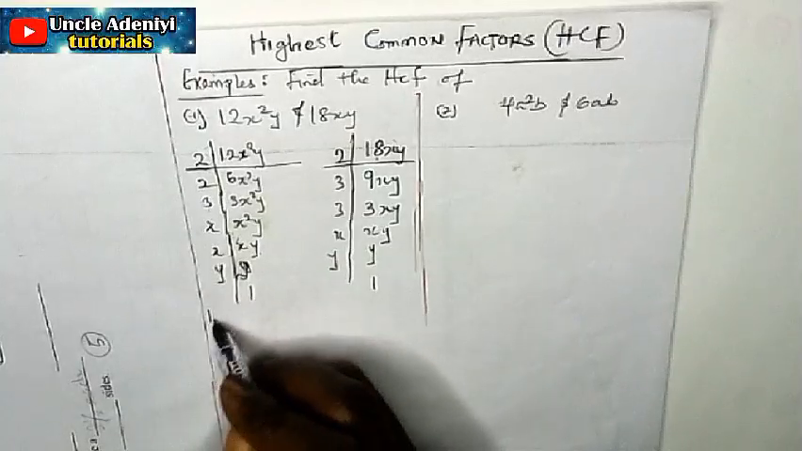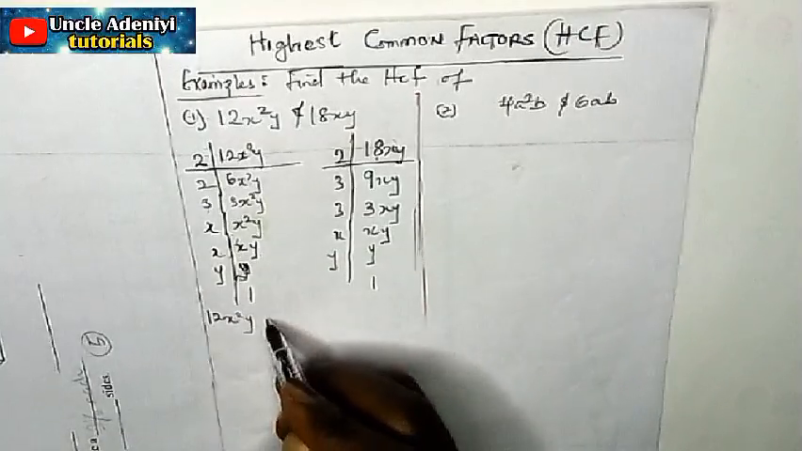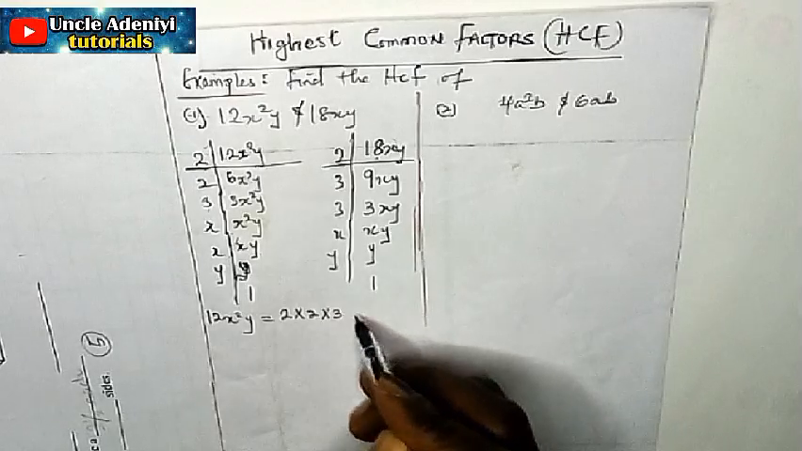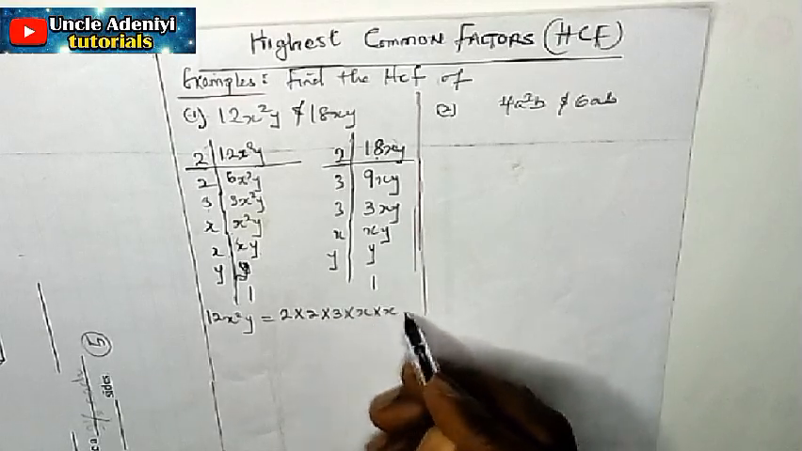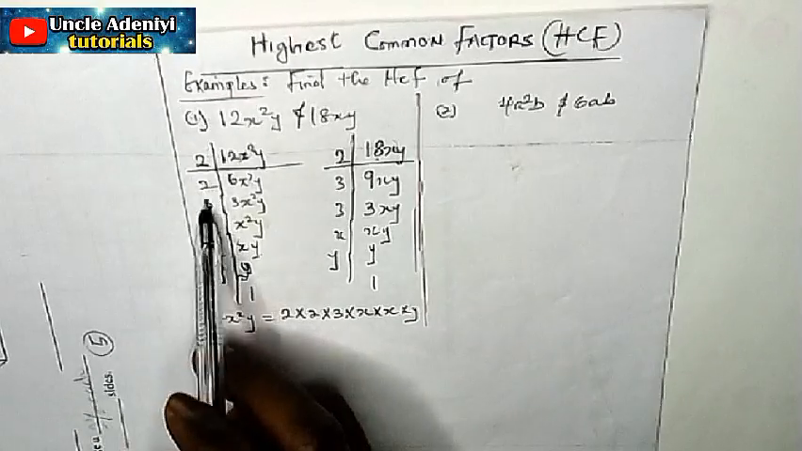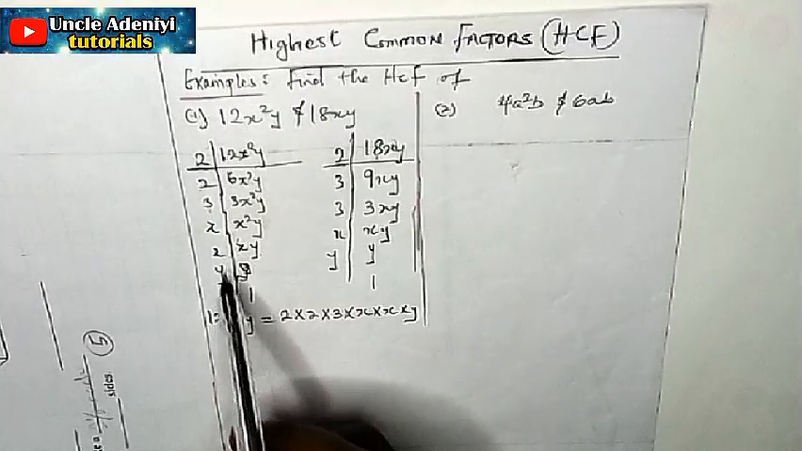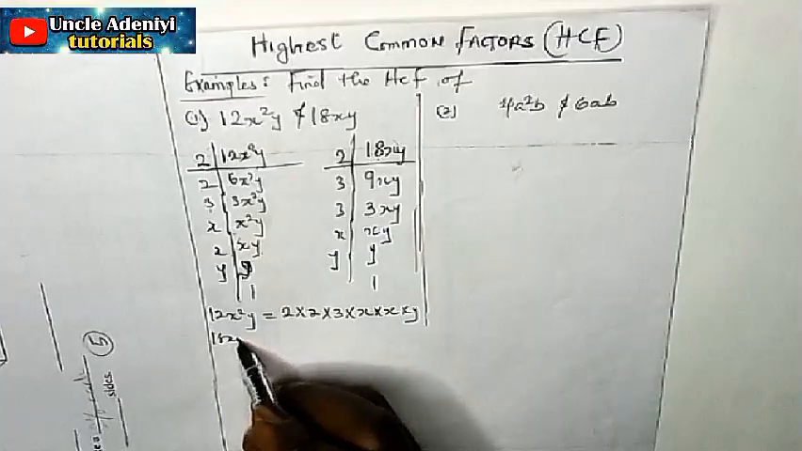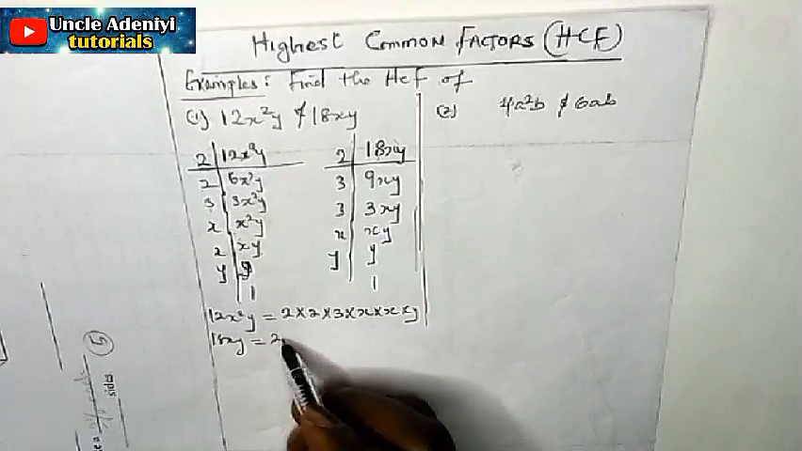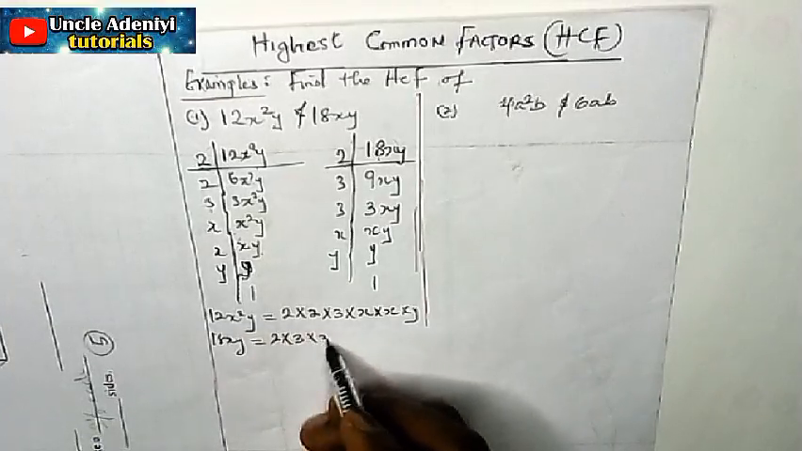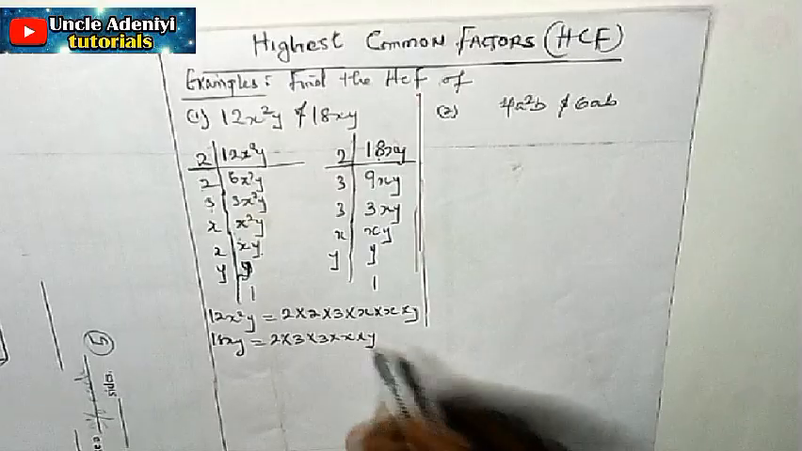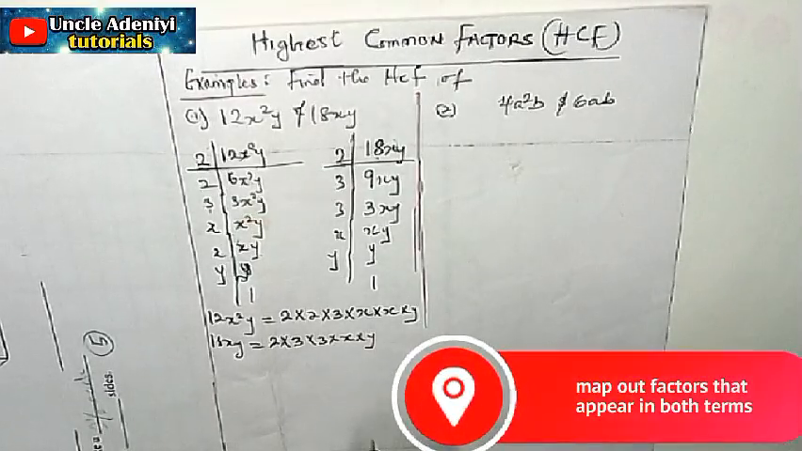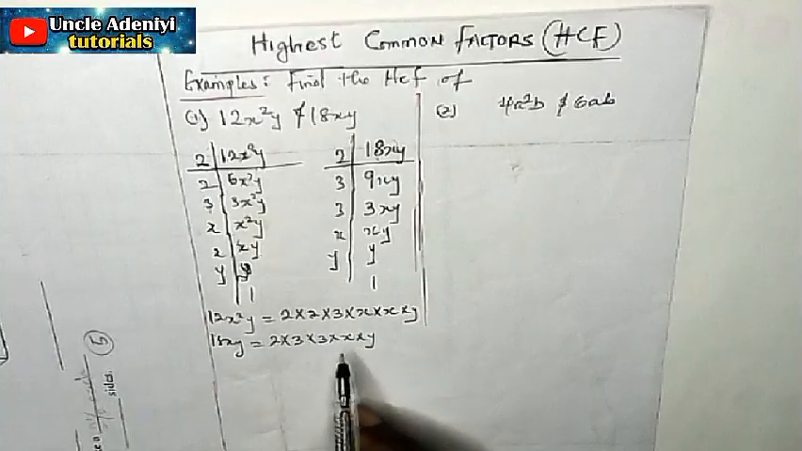So therefore, write them out. 12x squared y is the same thing as 2 times 2 times 3 times x times x times y. Whereas 18xy will give you what? 2 times 3 times 3 times x times y. Do you get it? Now look for the common factors that appear in both terms.